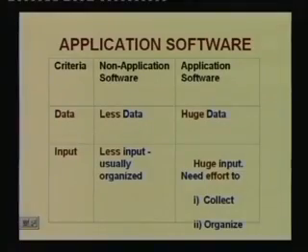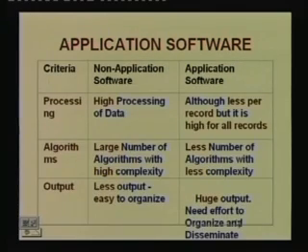So let us try to understand the difference between application software and non-application software. In non-application software, or scientific applications, usually there is less data, whereas in application software there is huge data, right? The input is less, usually organized, but in application software we usually have huge input, and we need effort to collect data as well as organize data. So both are required. Then usually for processing we have high processing of data, although less per record, but it is high for all records.